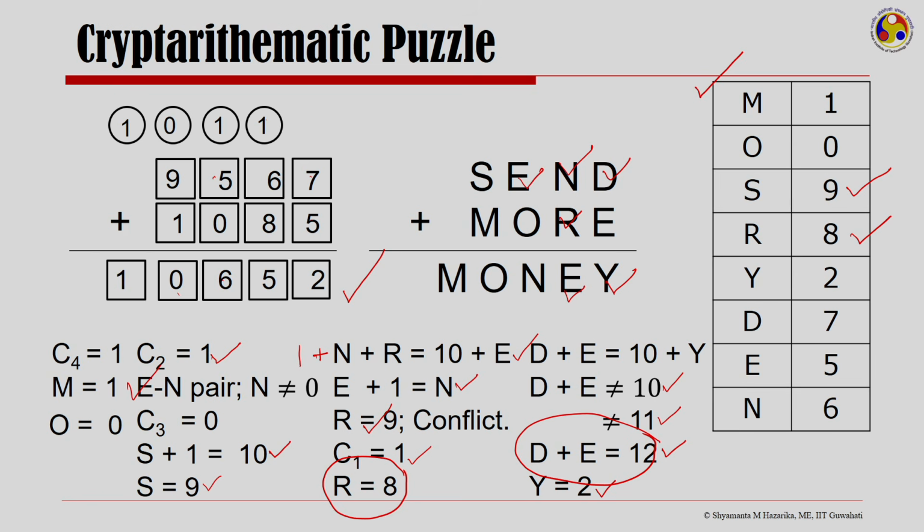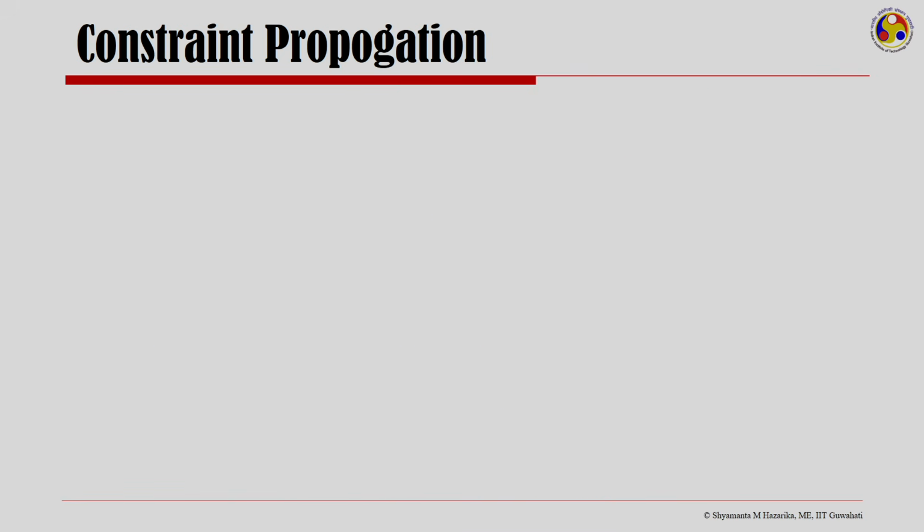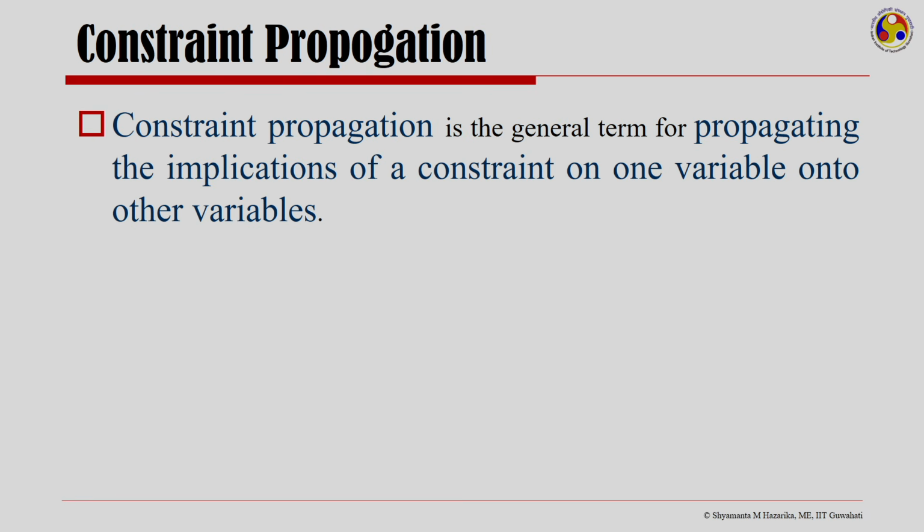What one needs to understand here is that when this puzzle was being solved, we had done search and reasoning intermingled. It is not that I was only searching and trying to satisfy constraints. Searching was done to satisfy constraints, but I was also doing some amount of reasoning to understand what should be my next guess. So, these types of things are what is usually done in constraint propagation.